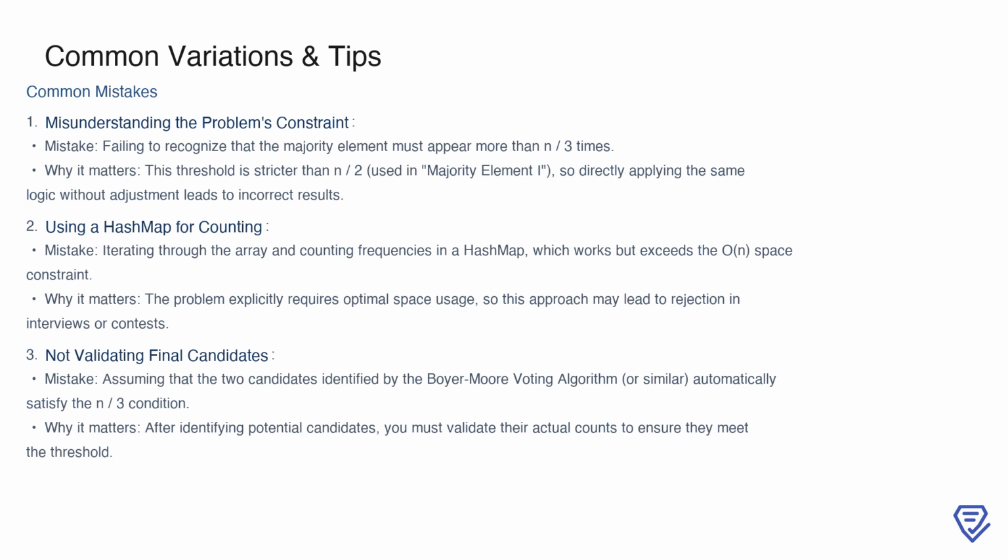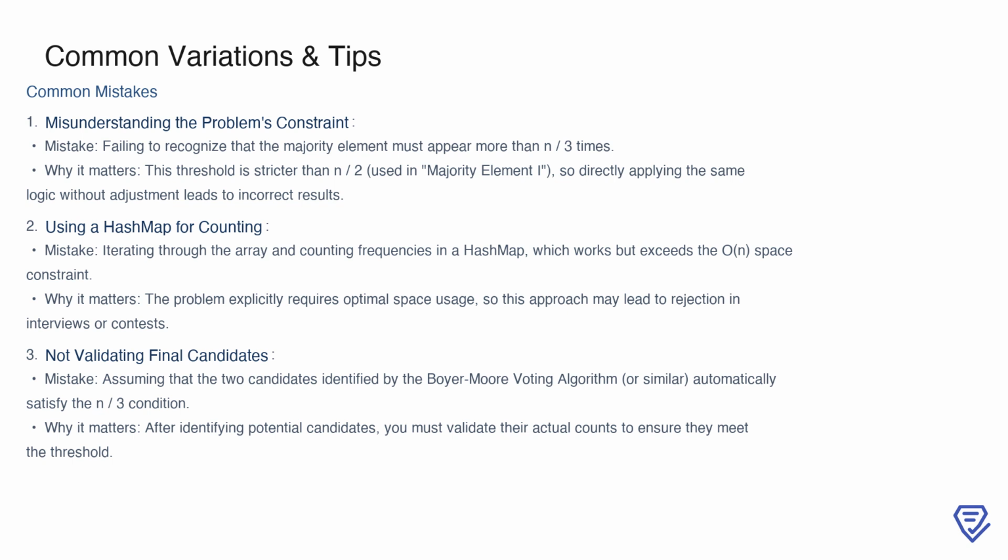While this approach works, it violates the space constraint since it requires O(n) space. The problem explicitly demands optimal space usage, so relying on a hash map could result in your solution being rejected in an interview or competitive setting.